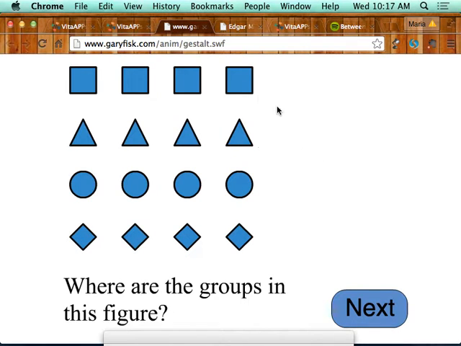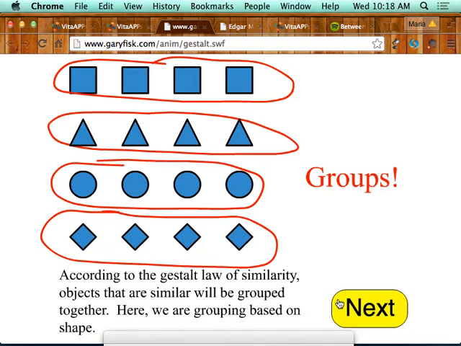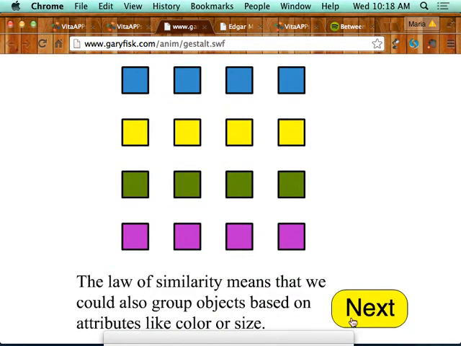So the first law of Gestalt is the law of similarity. And this is that we group things together when they have something in common, like when they are the same shape, size, color. So here we might group these things as the same shape. We might also group things when they are the same color or size.